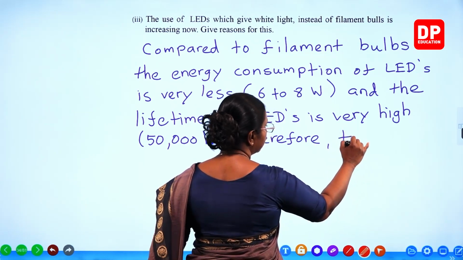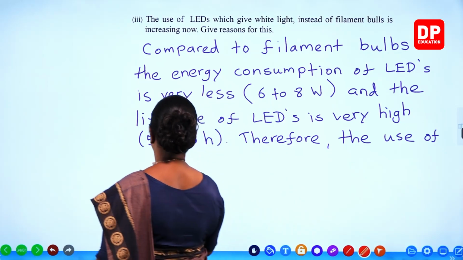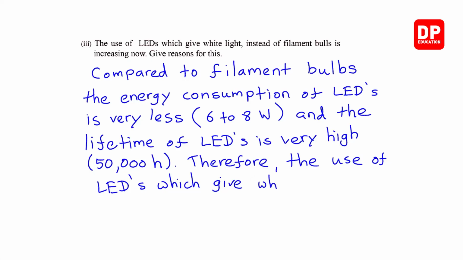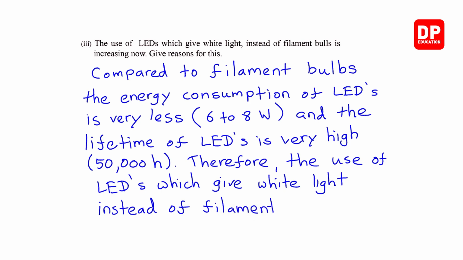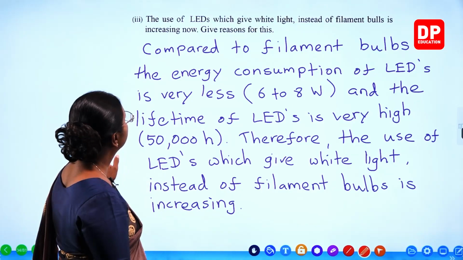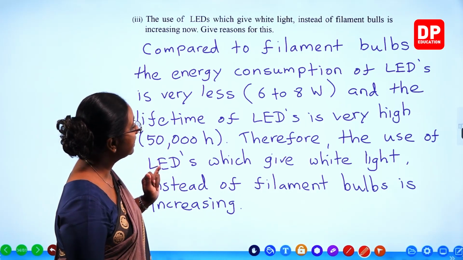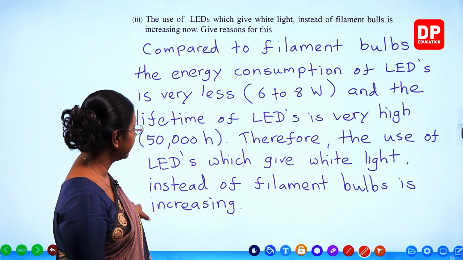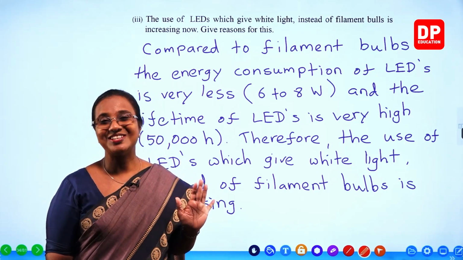Therefore, the use of LEDs which give white light instead of filament bulbs is increasing. So, that is just to complete the sentence. Otherwise, if you give up to here, it is more than enough. Compared to filament bulbs, the energy consumption of LEDs is very less, that is 6 to 8 watts, and the lifetime of LEDs is very high, that is 50,000 hours. Therefore, the use of LEDs which give white light instead of filament bulbs is increasing. I am sure you all also have written a similar answer.